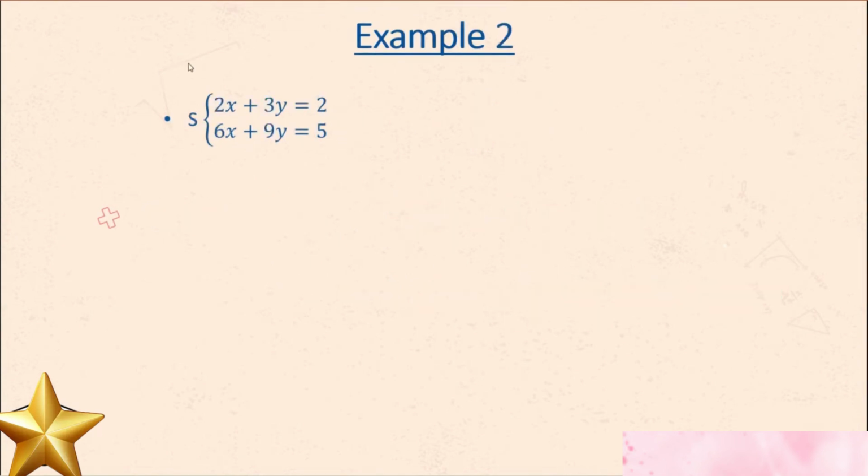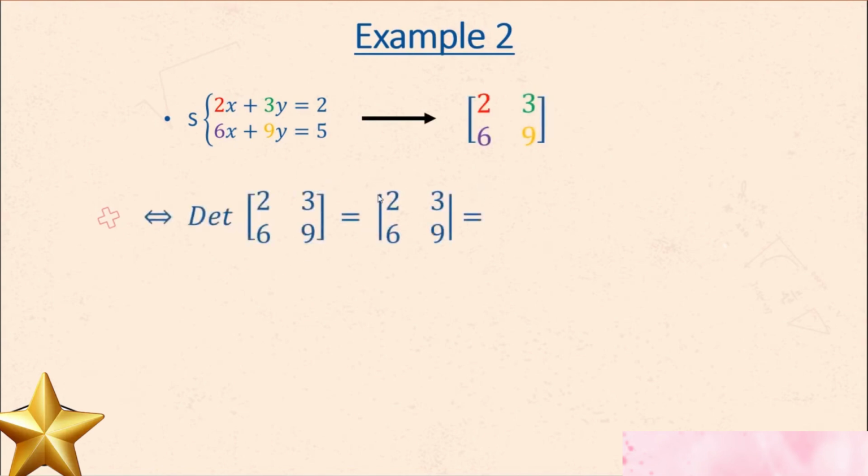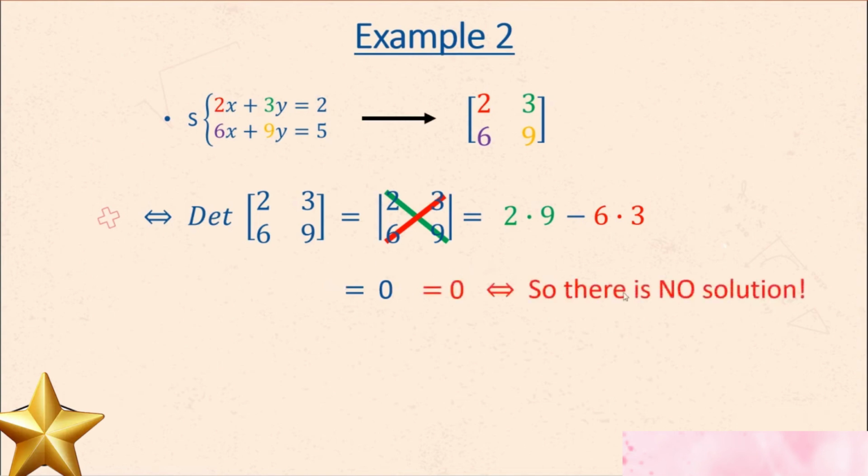Now we have this system of equations. The first step is to put all these coefficients of our variables into a matrix again. The determinant of this matrix, which can be represented by these straight lines, is given by the multiplication of the elements on the green line, so we have 2 times 9, and we subtract the multiplication of the elements on our red line, which is 6 times 3. This is equal to 18 minus 18, so this is equal to 0. Now we know that if the determinant is equal to 0, then there is no solution.